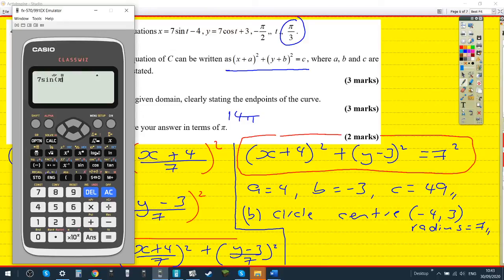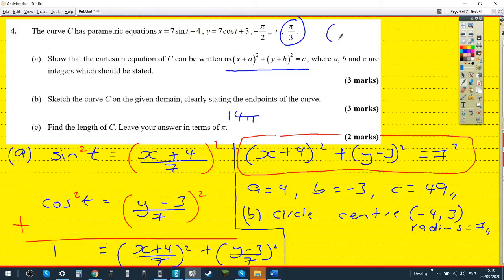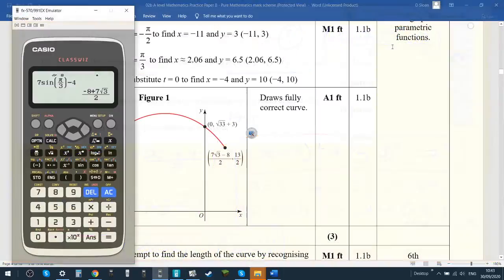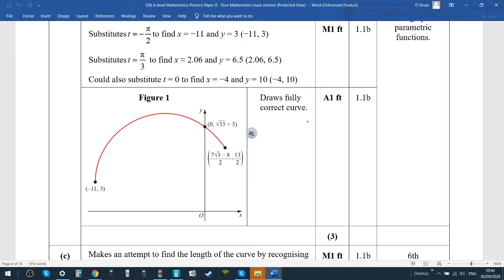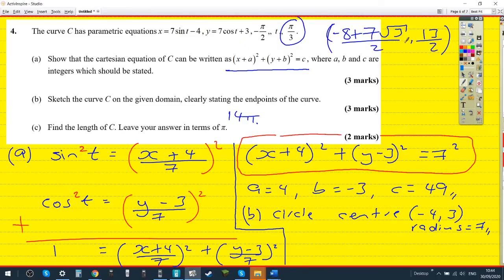13 over 2. Okay, I'm doing the sine one. Minus 4. So minus 8 plus 7 root 3 over 2. And what was your one? 13 over 2. Let's take a look. 13 over 2, 7 root 3 minus 8. That's the same value? Yep.